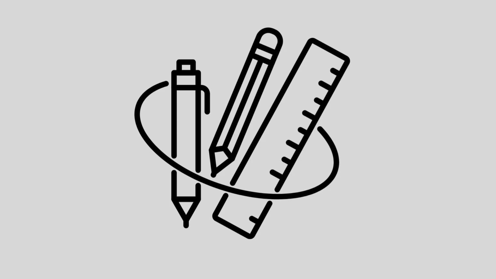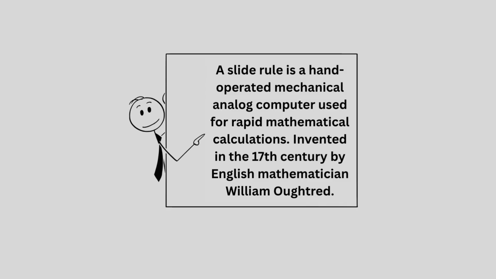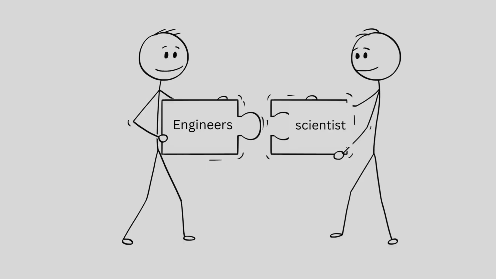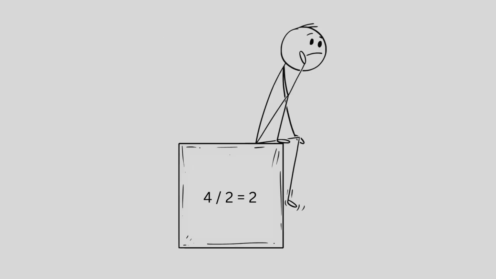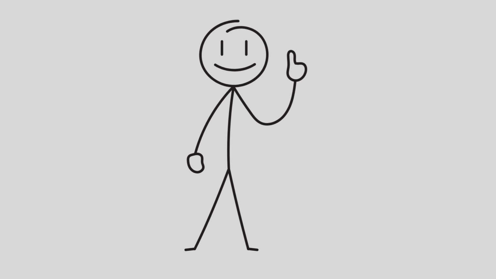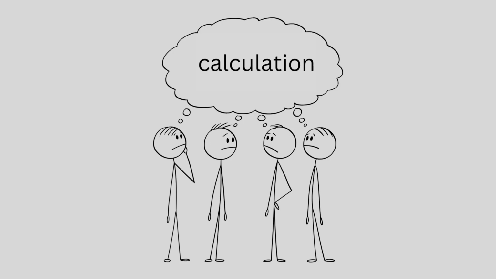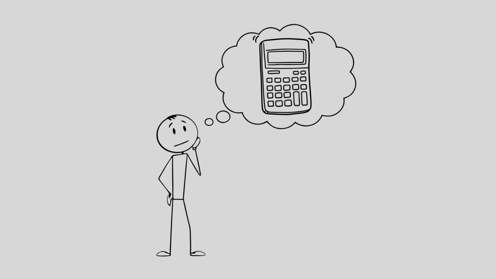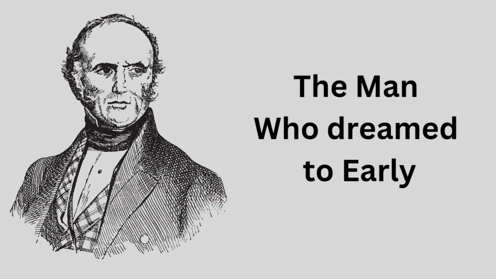Then came more sophisticated tools, like the slide rule in the 1600s, which scientists and engineers used for hundreds of years for multiplication and division. But the real turning point? The 1800s. Because that's when people stopped thinking about calculation as something you do by hand, and started imagining machines that could do it automatically. Charles Babbage, the man who dreamed too early.